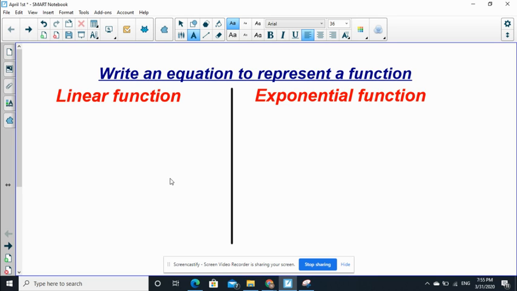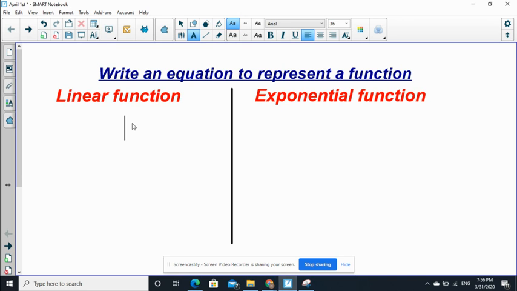Good morning, everyone. Today we will learn how to write an equation to represent a function. And of course, we review that. It's not a new lesson. We have studied before the linear function and the exponential function.